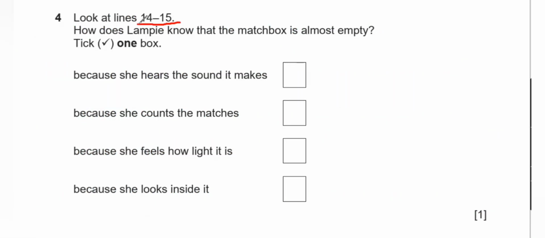Look at lines 14 to 15. How does Limpy know the matchbox is almost empty?